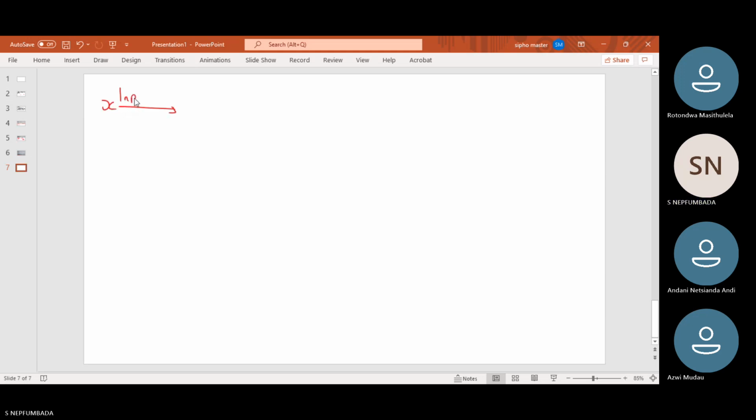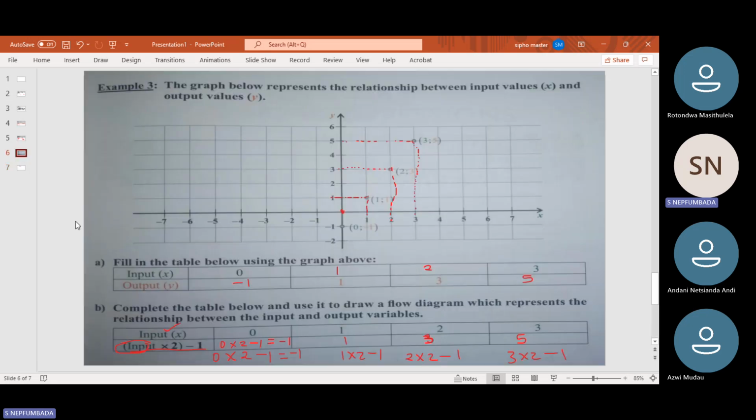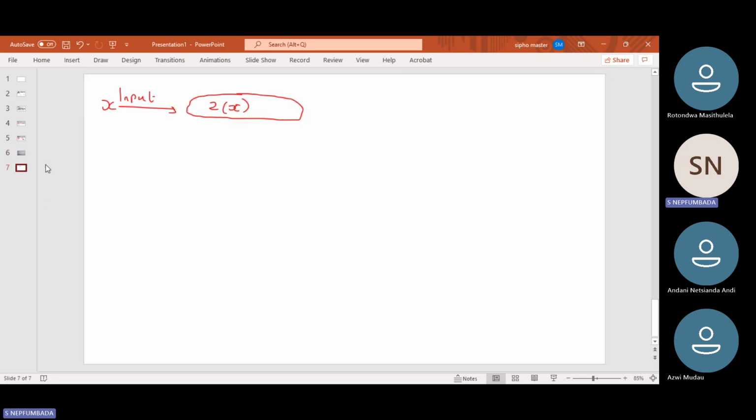Input. Here we're going to have what? 2 times X. X is input. Our input, we were multiplying our input by 2. That's why we said our input, since it's X times 2, we minus 1. Then we'll get the output, which is 1. I will find. Any question, guys?